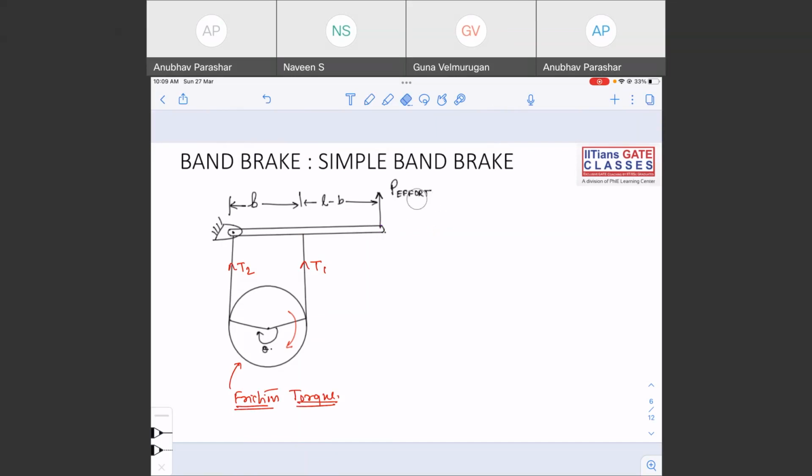Now can you give me an idea which will be greater? T1 is greater than T2 or T2 is greater than T1? देखते हैं, simple logic. Just looking at the figure you should be able to tell which one will be greater. T1 is greater or T2 is greater? Yes, good. Guna, what about you? It is T1, right?